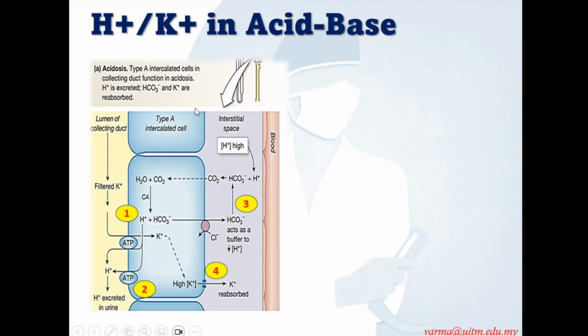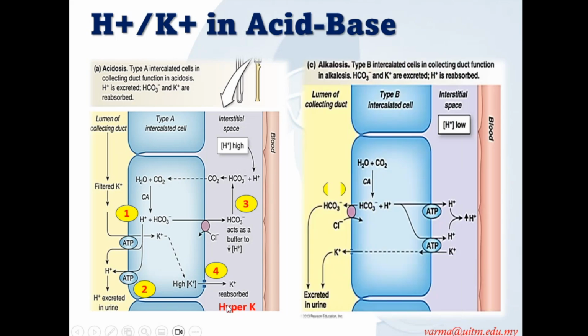You can see in acidosis, in the type A intercalated cell, hydrogen ion is being excreted via a potassium hydrogen exchanger and another mechanism via a sodium importer. For every hydrogen ion being excreted, bicarb is being reabsorbed, and potassium is being reabsorbed as well, causing hyperkalemia. Whereas in alkalosis, the type B intercalated cell comes into play, where hydrogen ion is being reabsorbed, bicarb is being excreted, and for every hydrogen ion being reabsorbed, potassium in exchange gets excreted. So that's causing hypokalemia.